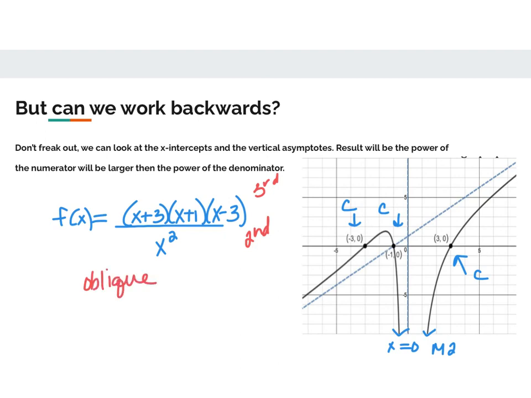I don't need to put that location of that oblique asymptote anywhere in my function. What I would find is if I did the division between those 2 functions, I would be able to locate that oblique asymptote. So it's a result of creating the function, not part of the original function.